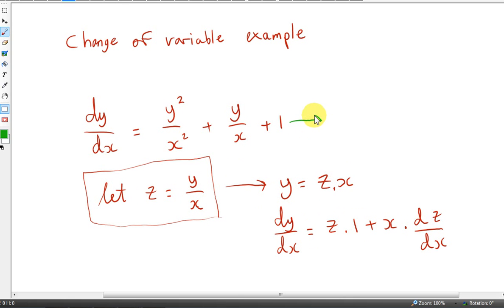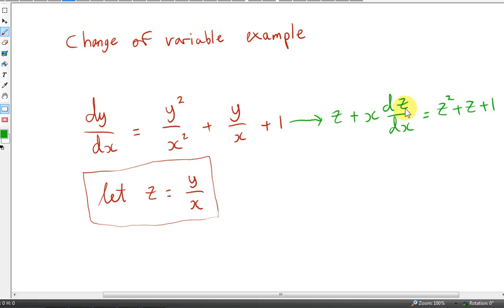So now our differential equation becomes, on the left hand side, z times 1 plus x times dz dx, and on the right hand side, as I said earlier, we have z squared plus z plus 1. We are going to solve this equation to find z as a function of x. The dependent variable is now z, the independent variable is x, and once we found z as a function of x, we can get y as a function of x just by multiplying x by our function z.